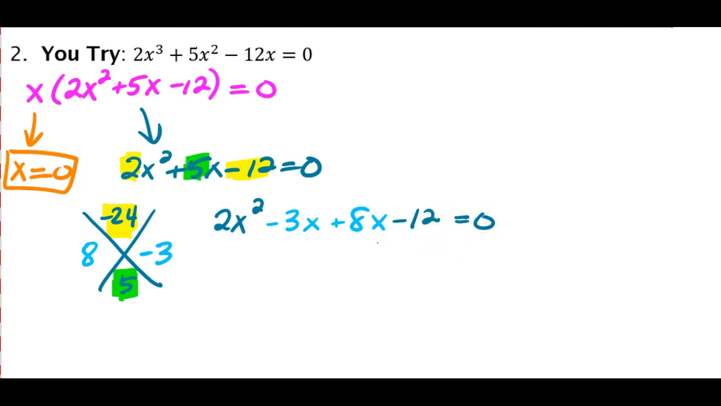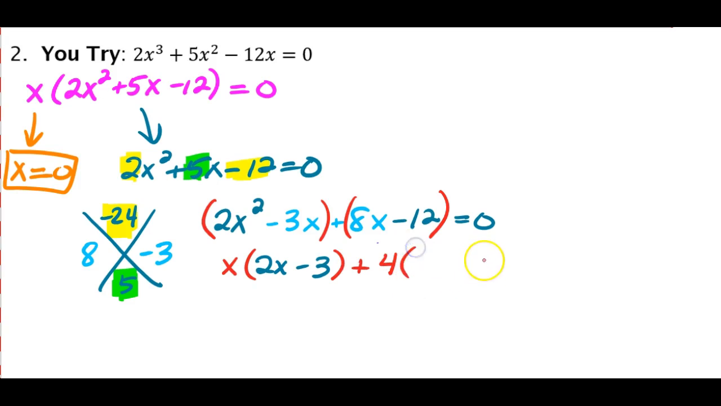Now I have to do a grouping problem, so I'm going to put parentheses around the first two and last two terms, and I'm going to be factoring out a greatest common factor. So let's see, from the first group I can take out just x, and then left over I would have 2x minus 3. From my second group I can take out a positive 4, and then left over I would have 2x minus 3 again. So now I have my matching parentheses.